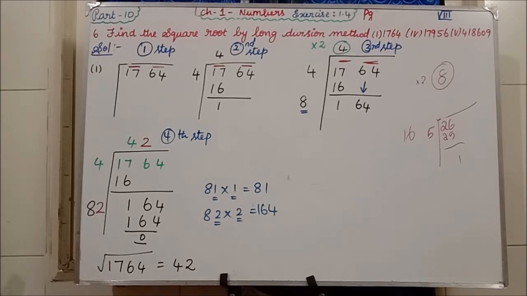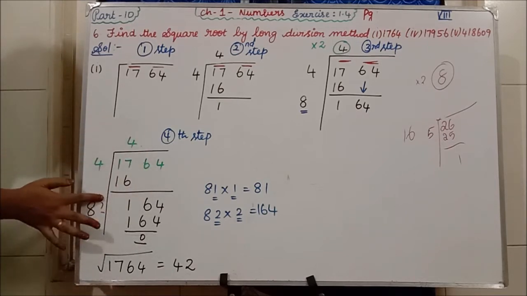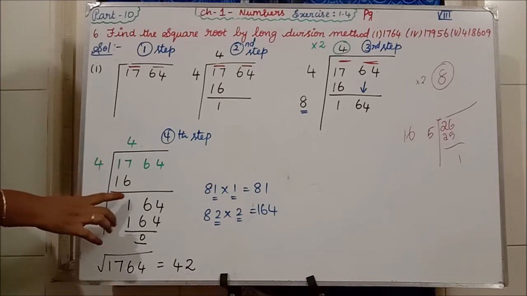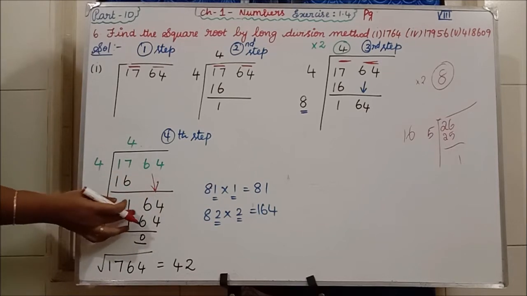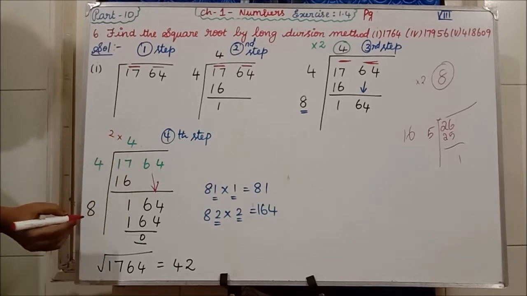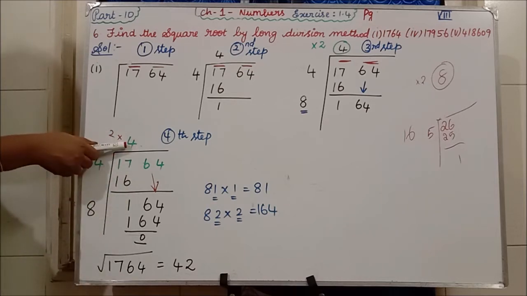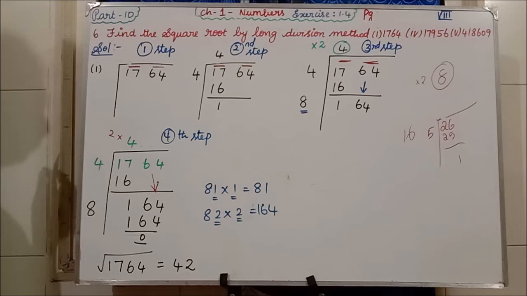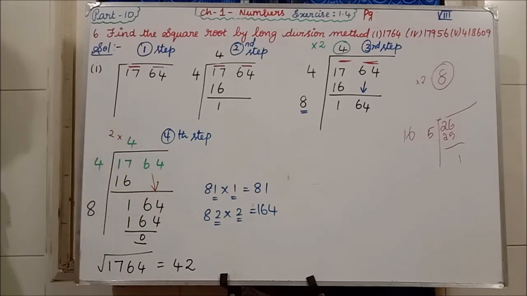Now we'll see what we have got up to now. I'll erase this. Up to now we have got this step: 17, 16, then 64 I have brought down. So we have 164. This number you have multiplied with 2 and we have written here as 8. After writing the 8, see what I have written in green color? You have to forget all the green color numbers, this 4, everything. Now freshly we have to start.